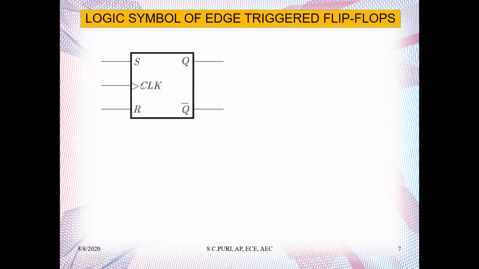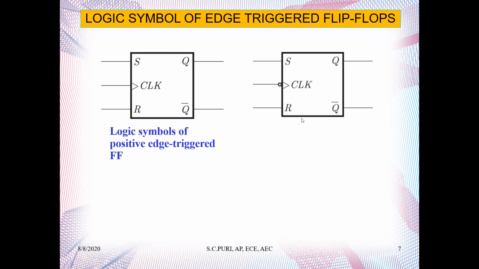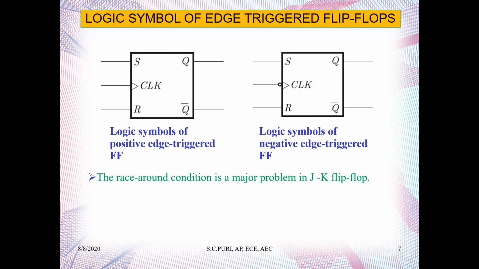The logic symbol of an edge triggered flip-flop: as you can see here, it can be positive edge triggering, but when we put a bubble over here, we get a negative edge triggering. Why have I considered a JK flip-flop here?